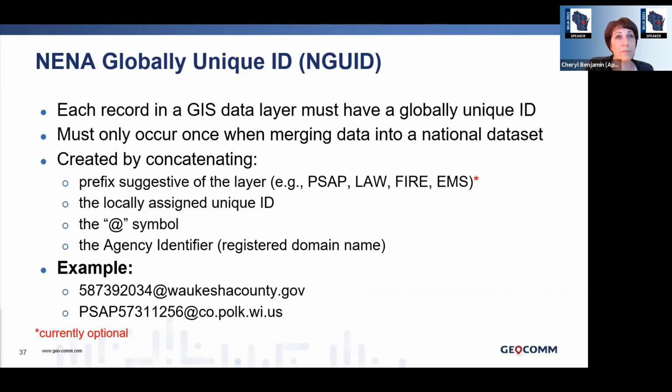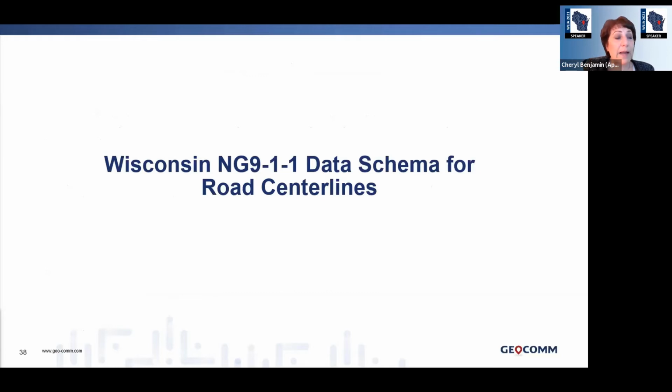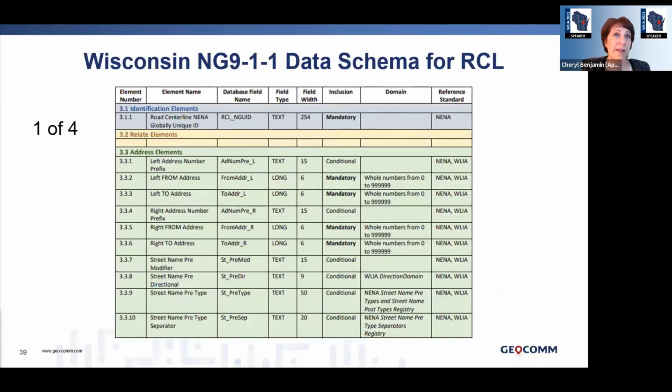Right, now we're going to move into looking at each of the individual required layers and their schema. And the one that's going to take us the longest to walk through is going to be the road center lines. But a lot of the fields that are in here are used in the other layers. So we're going to start at the top, your identification elements, as you have your global unique ID. Now I just walked through that, so we're not going to have to go through that. And you'll see it is a mandatory field. In the road center lines, there are no required relate elements.